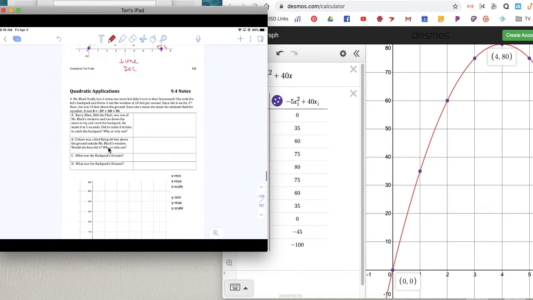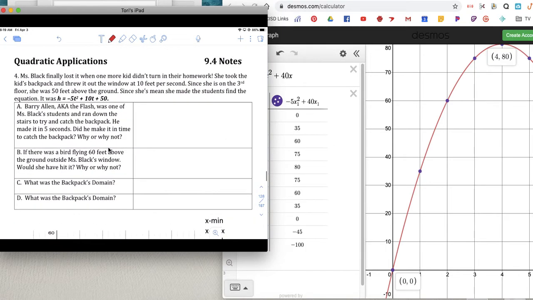All right, number 4. Number 4 says, Miss Black finally lost it when one more kid didn't turn in their homework. She took the kid's backpack, threw it out the window at 10 feet per second. So there's my units, feet per second. Since she's on the 3rd floor, she was 50 feet above the ground. Since she's mean, she made the students find the equation. Haha. Let's go ahead and look at these. We're going to edit our equations.